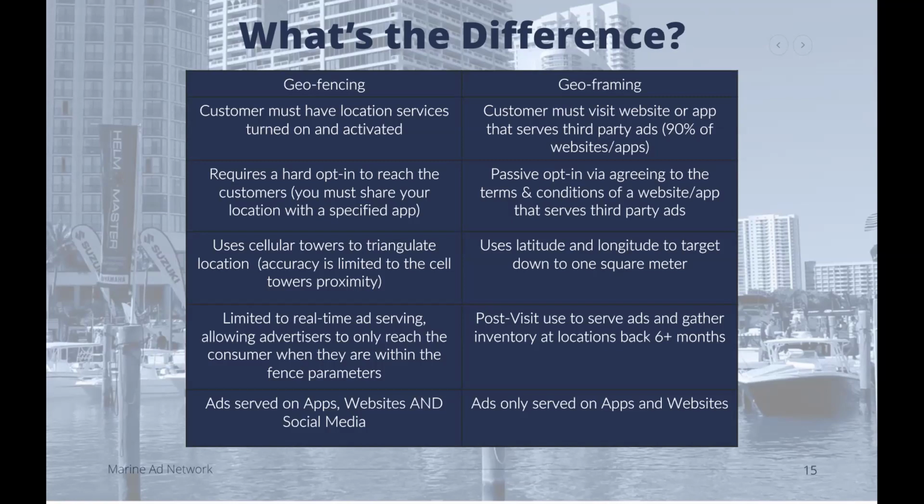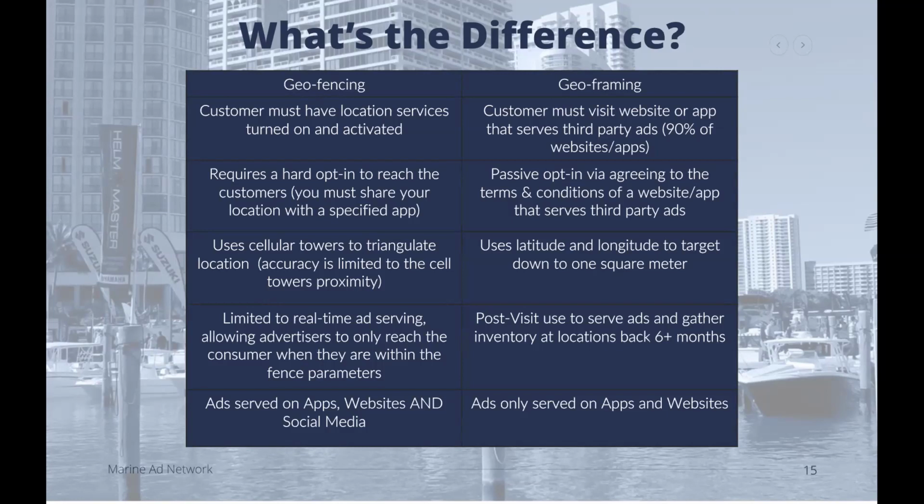The next one is geofencing requires a hard opt-in to reach the customers. So you must share your location with a specified app, like Facebook, for example. Geoframing, it's a passive opt-in. So you're agreeing, like the slide I showed you before, to the terms and conditions of that website or app when you sign up. So it's not something that you're having to go back in and do.